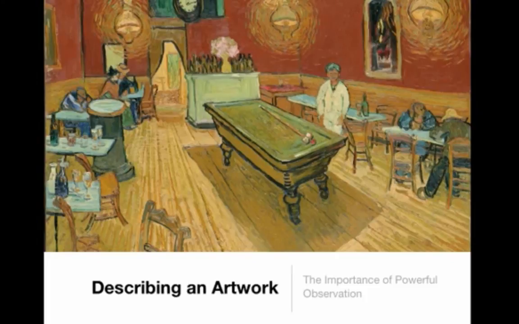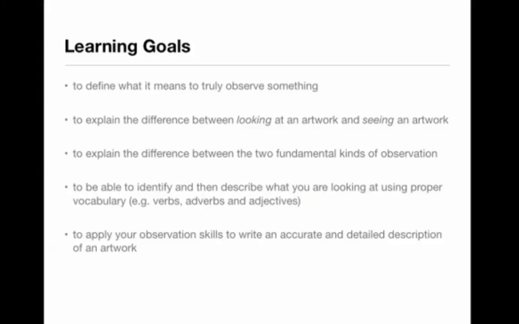Today's lesson is about describing an artwork and the importance of powerful observation. The goals for today are to define what it means to truly observe something, to explain the difference between looking at an artwork and simply seeing an artwork. There are also two fundamental kinds of observations that are quite different, and you should be able to explain the difference between these two types of observations by the end of the lesson today.